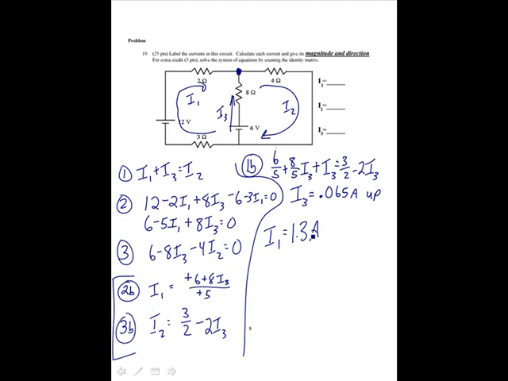And it comes out positive, so that means that it's clockwise, or also except it's up. And then also I2 is 1.4 amps. That's from equation 3b. It comes out positive as well, so I chose it correctly. So I2 is clockwise. I also chose down, or accepted down.